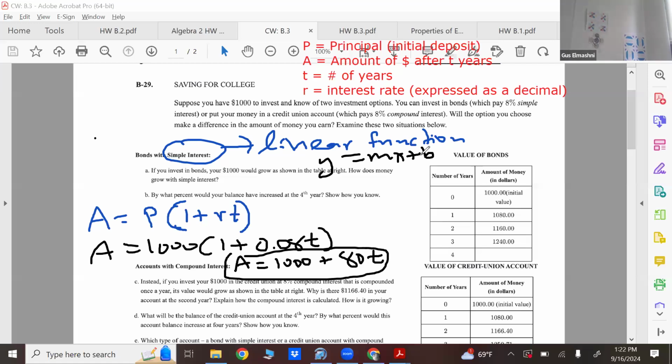Okay, first off, I gave you a wacky formula. I told you all those things. Right? You know, R is rate. P's principal.